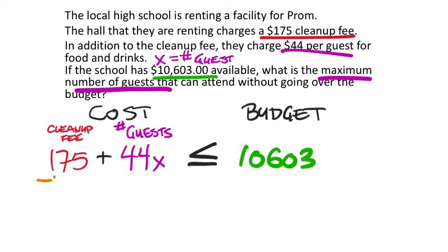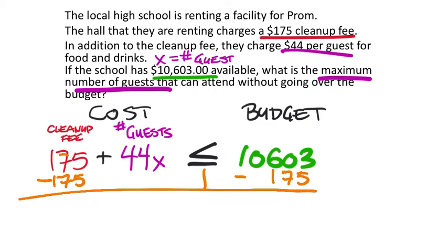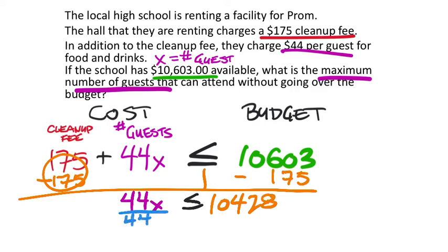So first thing, I would subtract 175 from both sides to zero that out. So just for guests, even though it's $44 per guest, looks like 10,603. And just going to the calculator, minus 175, enter. Looks like just on guests, they will be able to spend $10,428. And now divide this by $44 for every guest. This will tell us the maximum number of guests. So take that divided by 44, enter. Oh, it came out exactly 237.